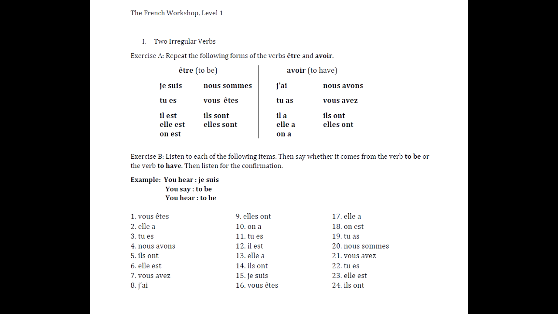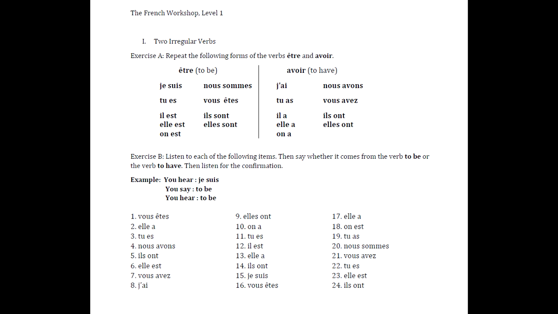Exercise B. Listen to each of the following items. Then say whether it comes from the verb to be or the verb to have. Then listen for the confirmation. Example. You hear je suis. You say to be. Then you hear the confirmation to be.